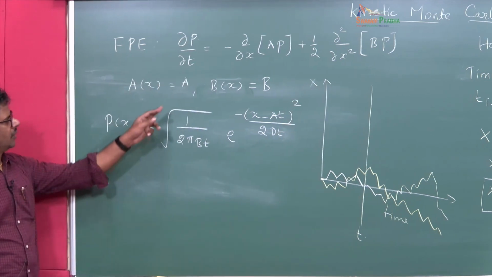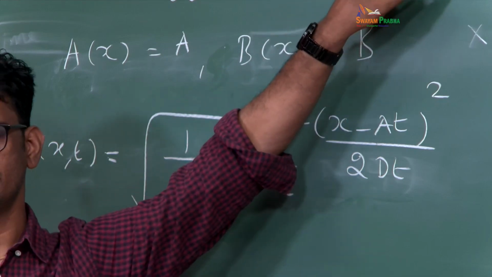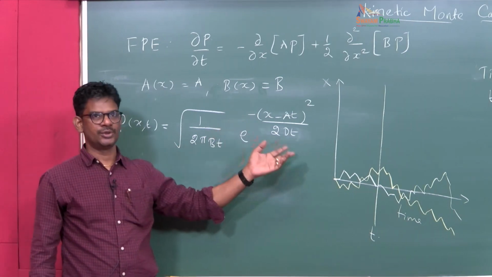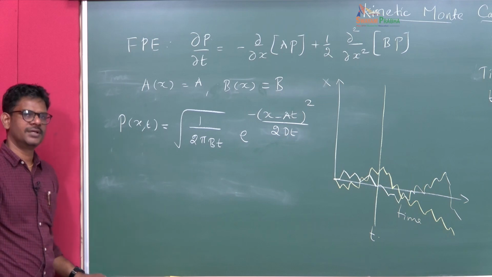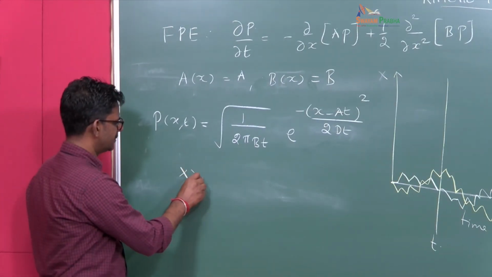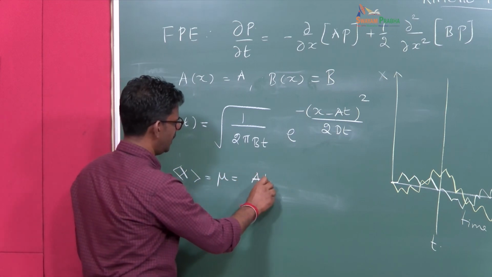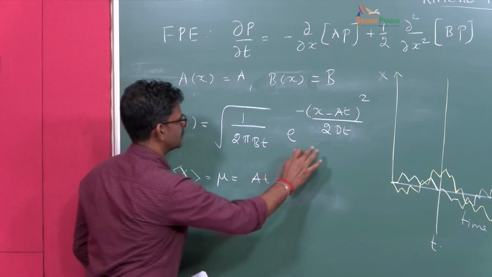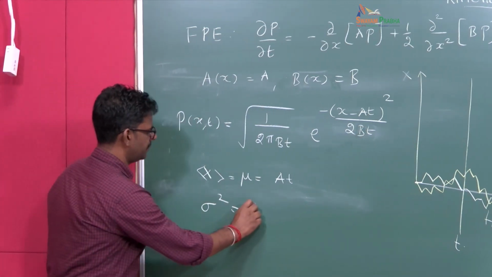When I look at this combination of functions a and b and put it in the Fokker-Planck equation, and solve it, I would get an analytical solution for which the position, the random variable, is again a Gaussian random variable with a mean value mu given by at, and the variance is simply bt.